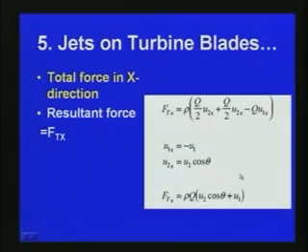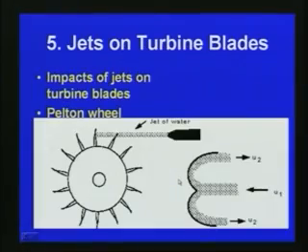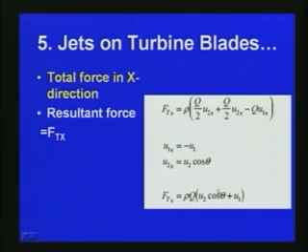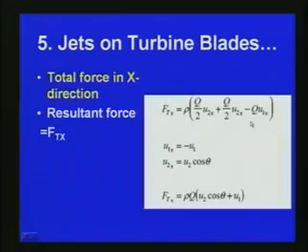So, like this we can analyze the force. Finally, we have found the total force acting on this Pelton wheel or on the turbine blade. How much force acts upon the turbine blade is calculated from this expression: F T x is equal to rho q into u 2 cos theta plus u 1, where rho is the density, q is the discharge of the jet, u 1 is the velocity of the jet, and u 2 is the velocity after deflecting from the turbine blade. So, like this the force of jets on turbine blades can be calculated.